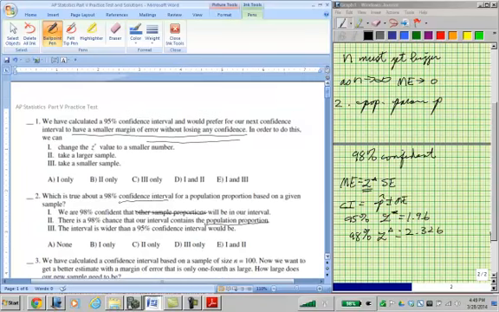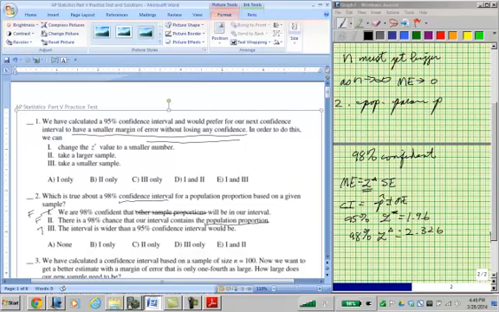So anyway, what's the answer? 3. Now only 3 is true. 1 was false, 2 was false, and 3 is true. So 3 only is the right answer.